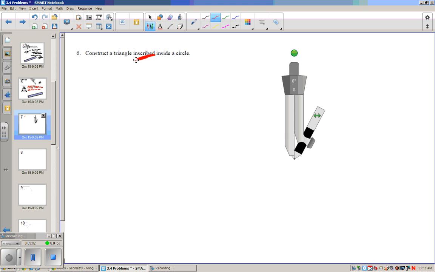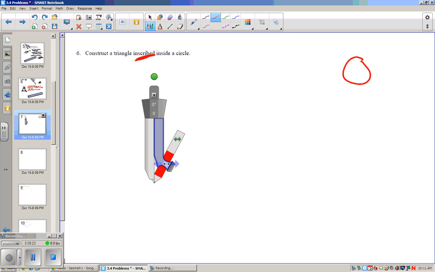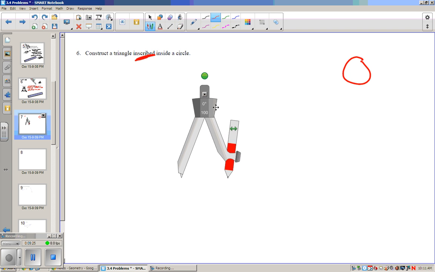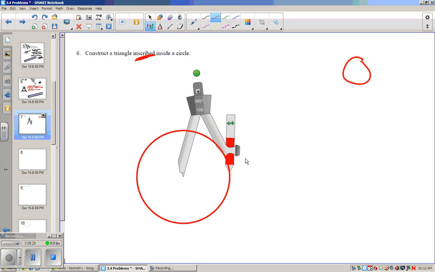So what that means is visually we're going to have a circle with a triangle inside of it. Get the idea, I hope. So we're going to construct a circle, any circle you so choose. There's my circle.